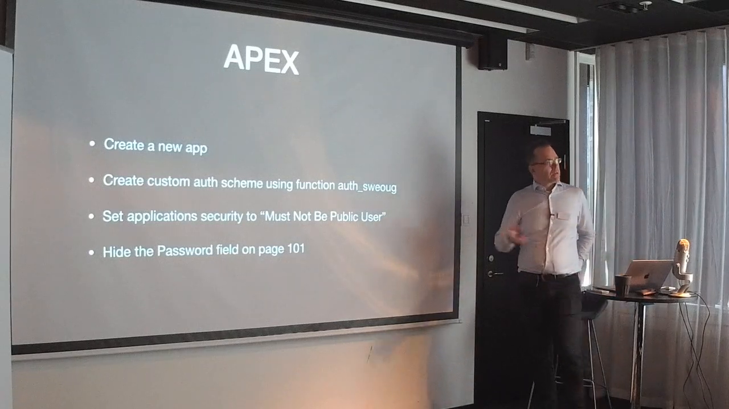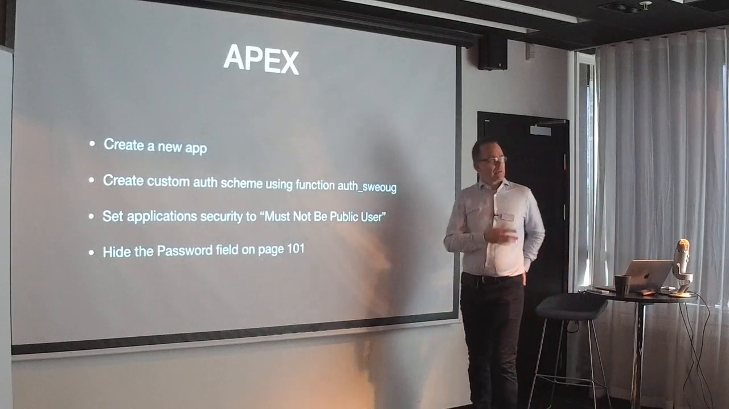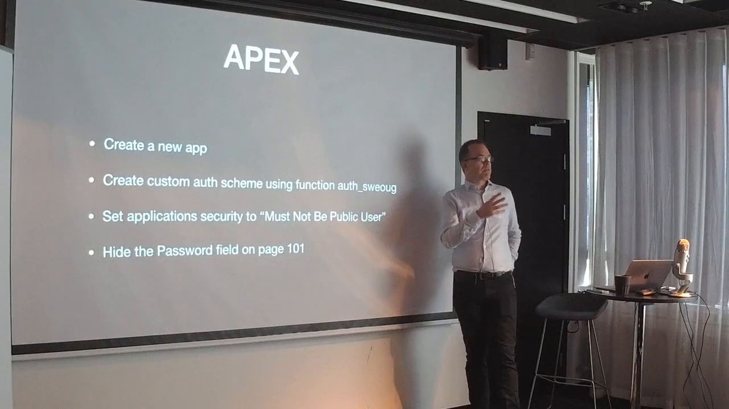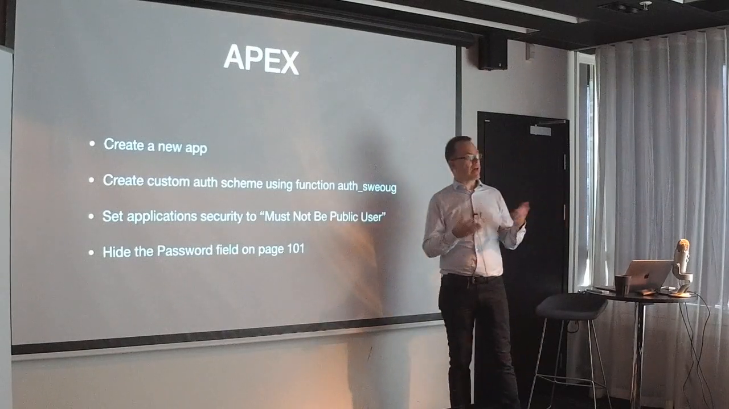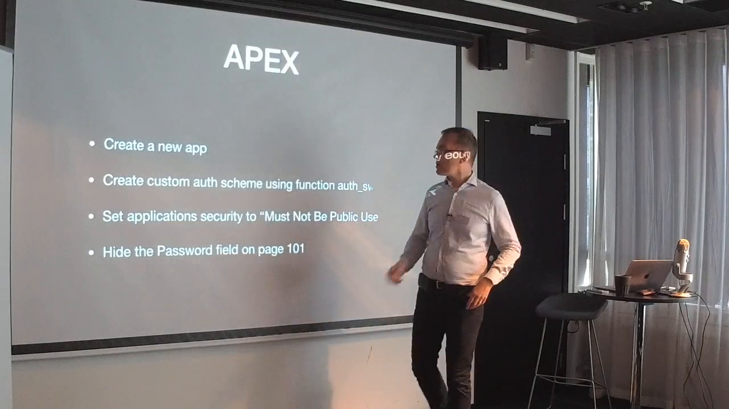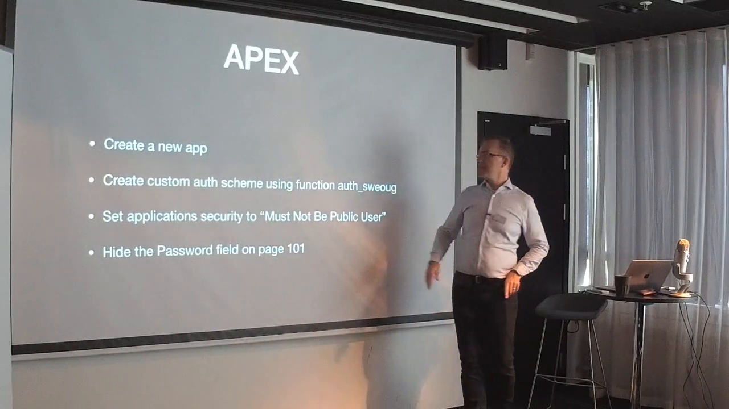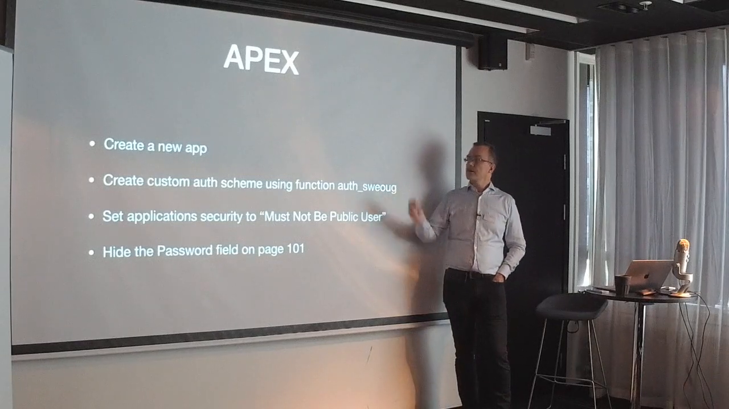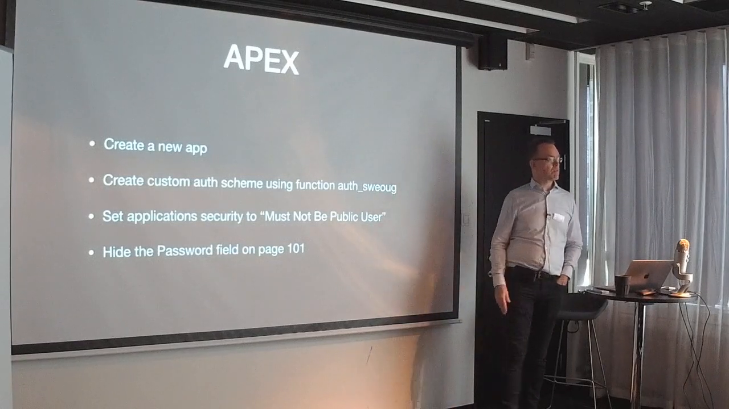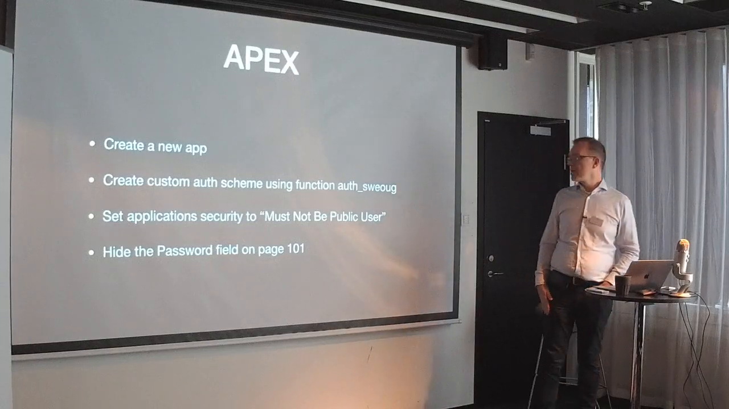So what we're going to do, we're going to create a new app, and the reason I create a new app is to show that there's nothing that has already been done in the app, or some old test is still there, making magic just happen. So we do that. We create a custom authentication scheme. We're going to use this function, the auth SWEOUG, that we just looked at.